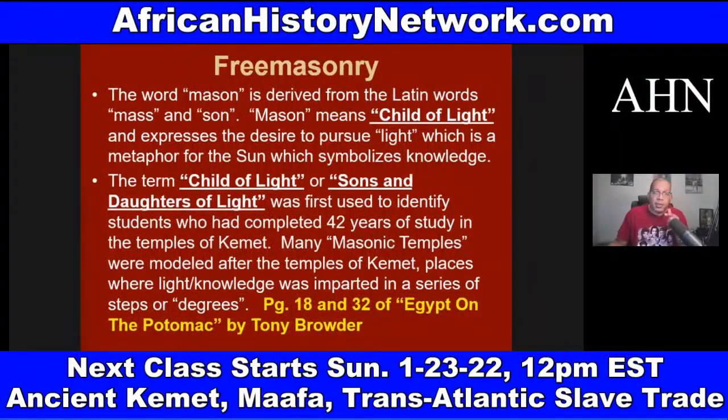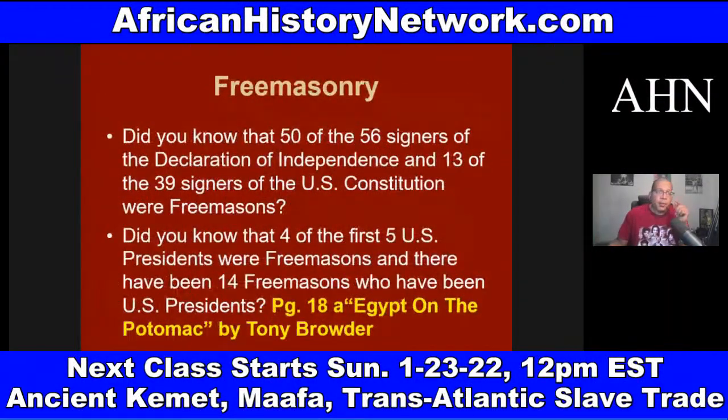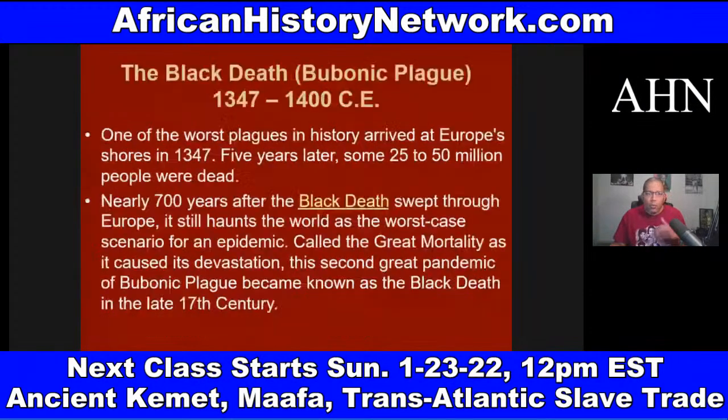All right, now, so check out pages 18 and 32 of Egypt on the Potomac by Tony Browder. Now, 15 of the 56 signers of the Declaration of Independence were Freemasons, and 13 of the 39 signers of the U.S. Constitution were Freemasons as well.